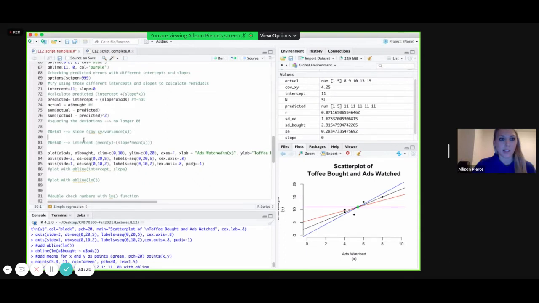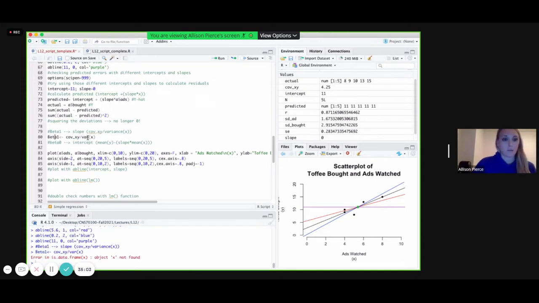So our beta 1 is going to be our covariance. Remember the covariance that we calculated before, cov xy. And then we're going to divide just by the variance of x. Remember, x is our predictor, y is our outcome. So we're no longer just looking at how these variables are related to one another, but whether or not we can use x to predict y. So we're just going to have x in the denominator here.